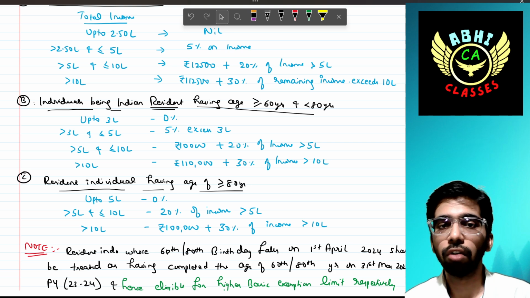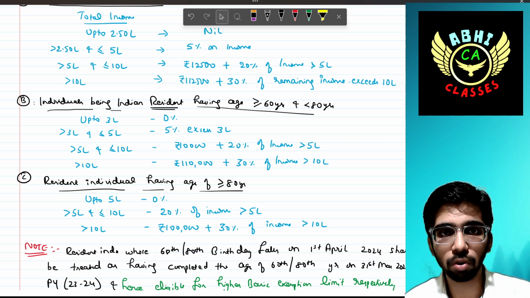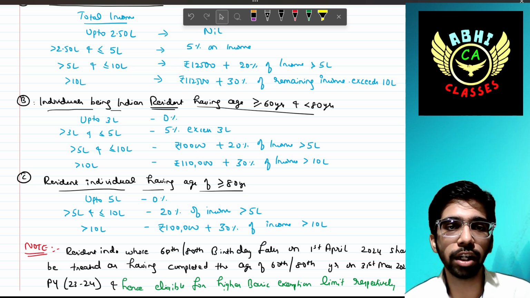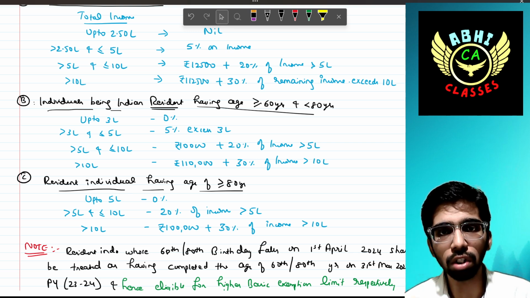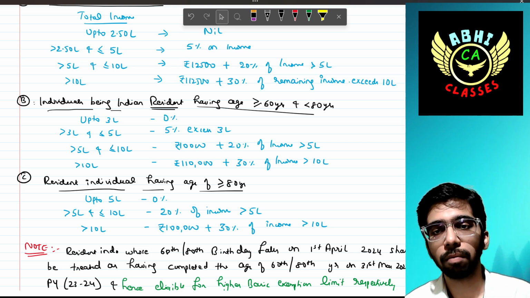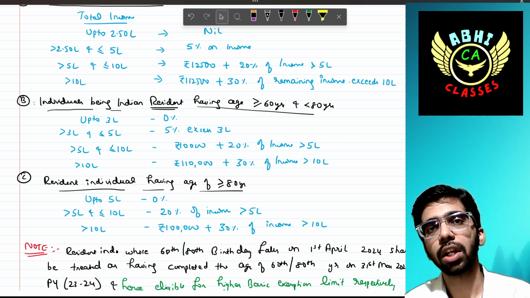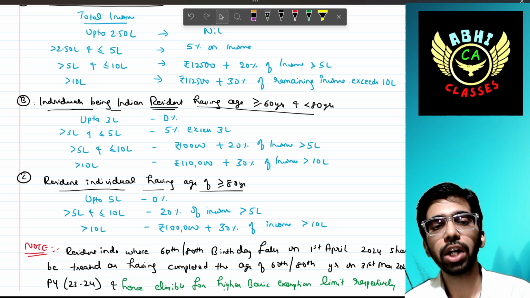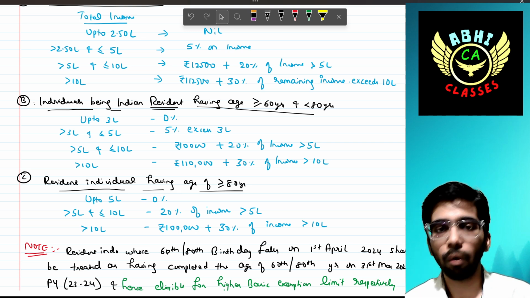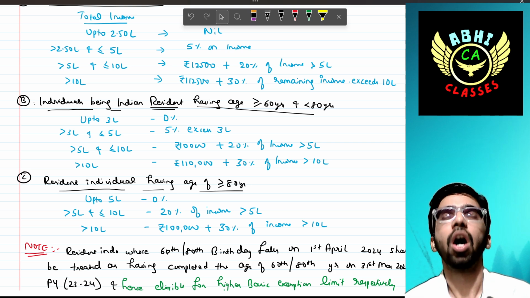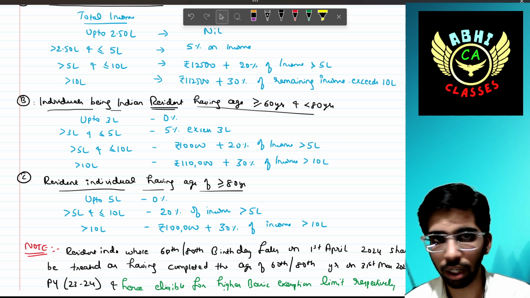3 to 5 lakh, 5%. 5 to 10 lakh, actually 10,000 above. How 10,000? Because the 3 to 5 lakh difference is 2 lakh into 5%, that comes to around 10,000, plus 20% of income above 5 lakh. Next, above 10 lakh, 1 lakh 10,000. How 1 lakh 10,000? First 10,000 plus the 5 to 10 lakh difference, 5 lakh into 20%, that comes to 1 lakh. 1 lakh 10,000 plus 30% of the income above 10 lakh.